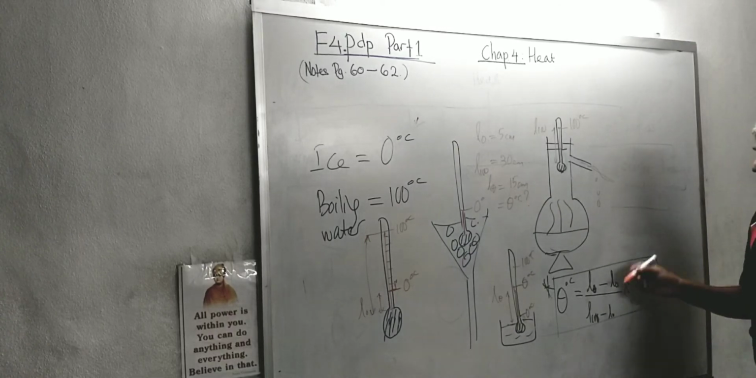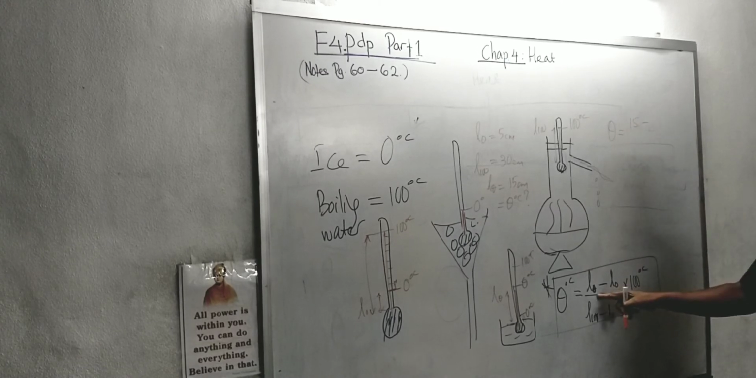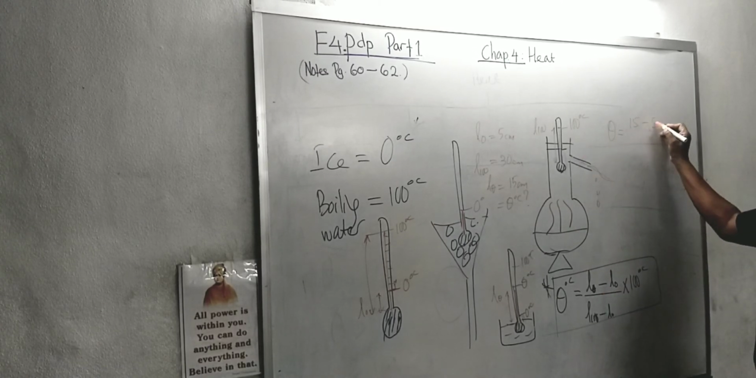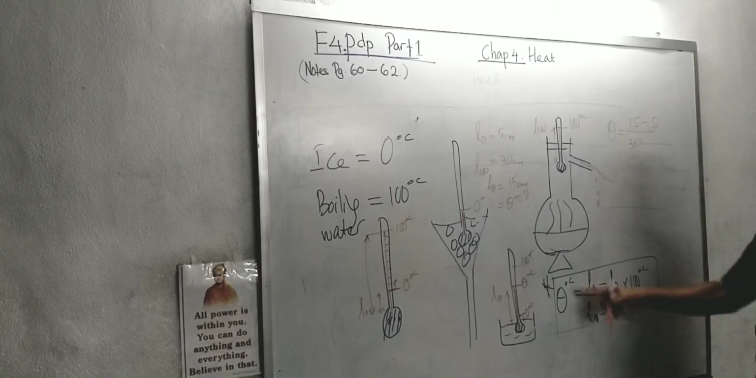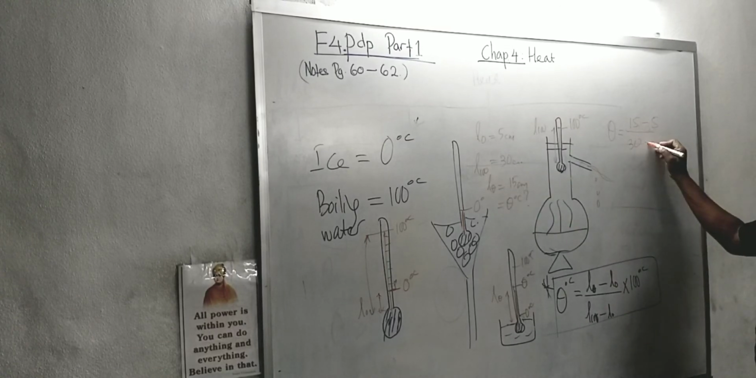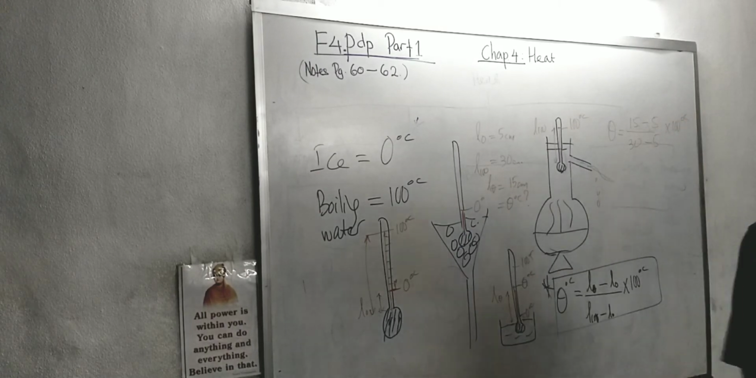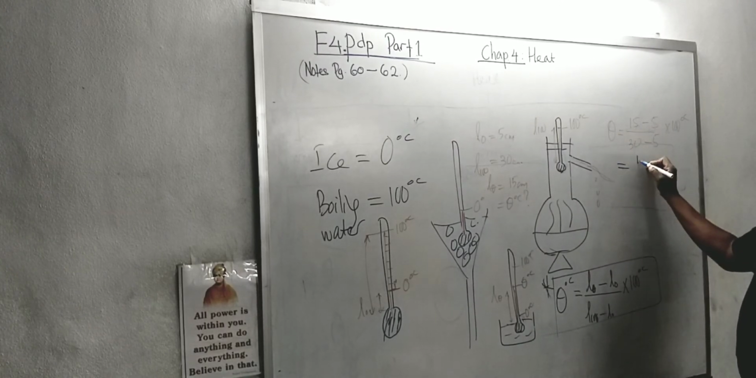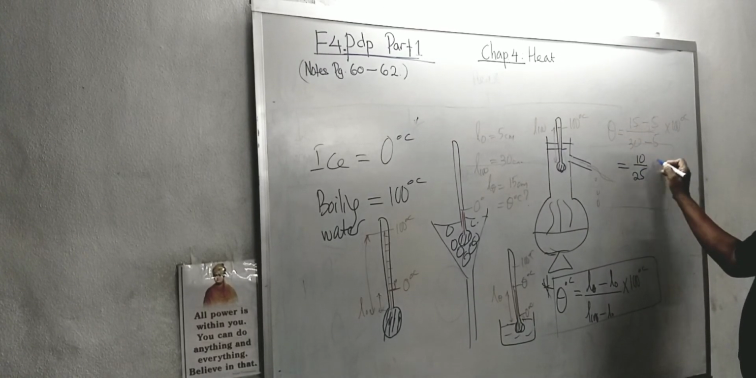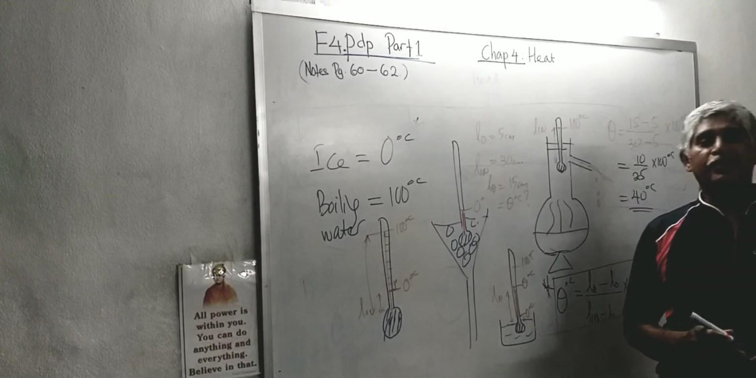So what I do, I just use the formula. Theta degrees Celsius is equal to L theta minus L0, which is 15 minus 5, divided by L100 minus L0, which is 30 minus 5, times 100 degrees Celsius. So 15 minus 5 is 10, over 25, times 100 degrees Celsius. Cancel 4, so we get 40 degrees Celsius. That means the temperature of the water is 40 degrees Celsius.